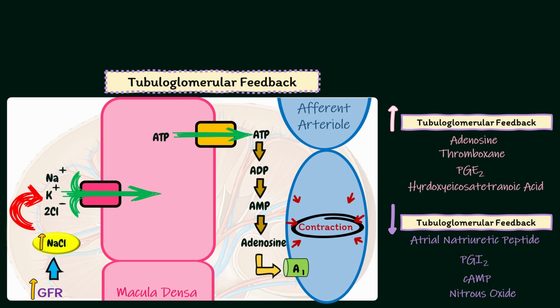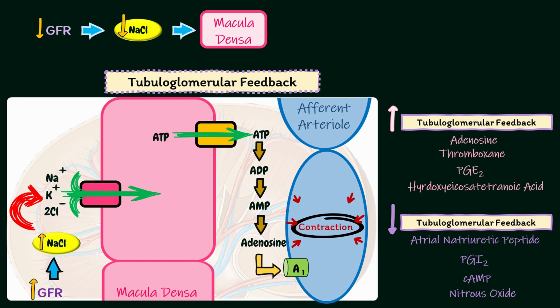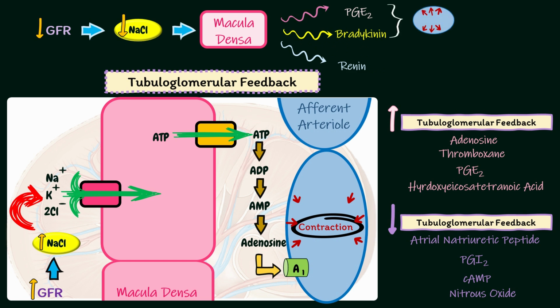Now, what happens when GFR decreases? Well, then concentration of sodium chloride decreases in the filtrate. Macula densa secretes prostaglandin E2, bradykinin, and renin. Prostaglandin E2 and bradykinin cause dilatation of afferent arteriole. Renin induces the formation of angiotensin II, which causes constriction of efferent arteriole. The dilatation of afferent arteriole and constriction of efferent arteriole leads to an increase in glomerular blood flow and GFR.